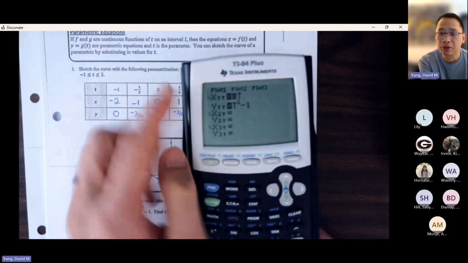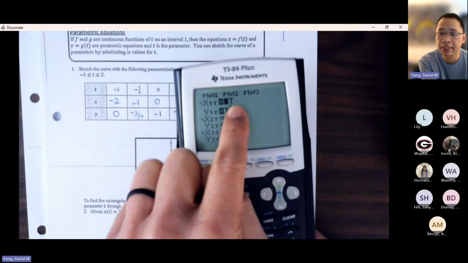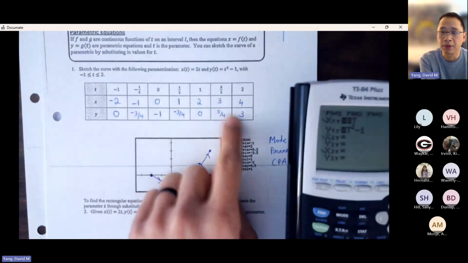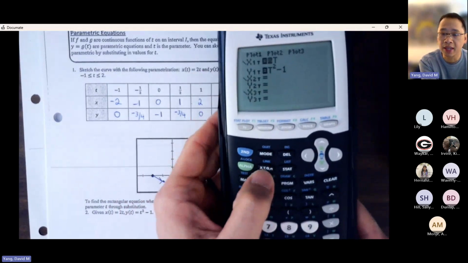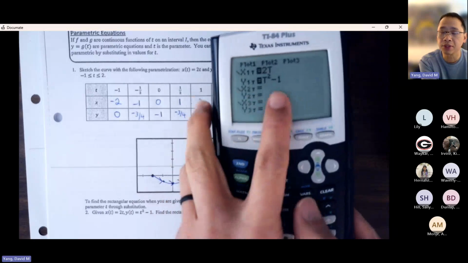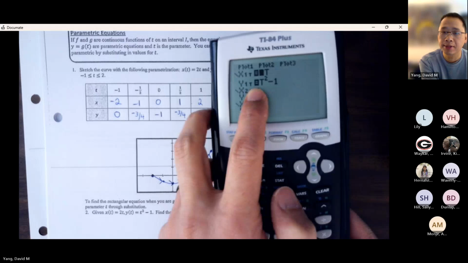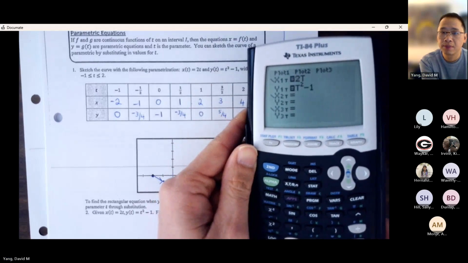Now, once you're in parametric form, all your variables are going to be turned in terms of t. So we're going to plug in this parametric equation here. x equals 2t. So whenever you press on this x, now it's going to select the variable t for you. So go ahead and type that in. So 2t in for x, t squared minus 1 for y.